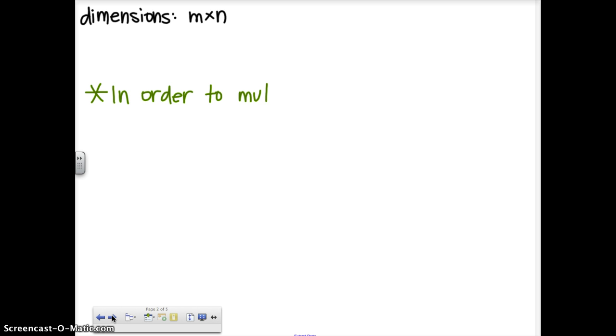Dimensions are written as M by N, right? Where M is the number of rows and N is the number of columns. Okay? And what we need to know is that in order to multiply matrices, we have some very specific rules that the dimensions have to follow.